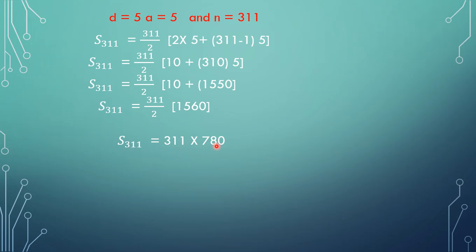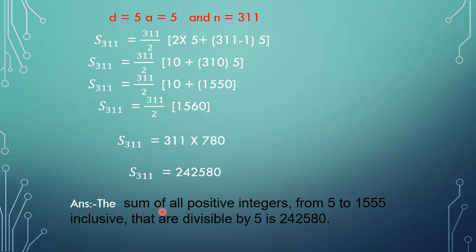The product of these numbers gives the sum of 311 terms. So S311 is equal to 2,42,580. So we can write the sum of all positive integers from 5 to 1555 inclusive that are divisible by 5 is 2,42,580.